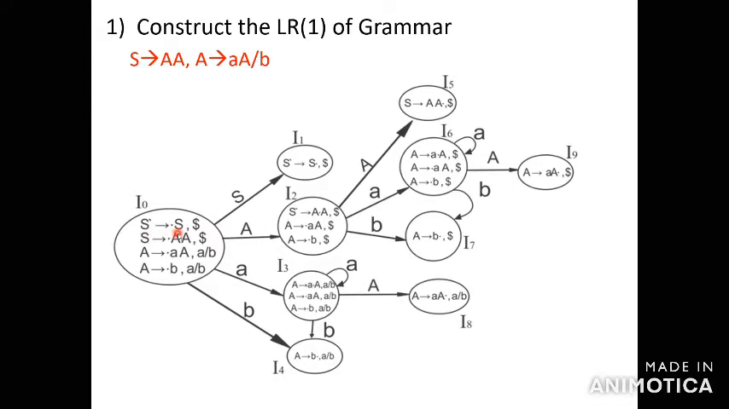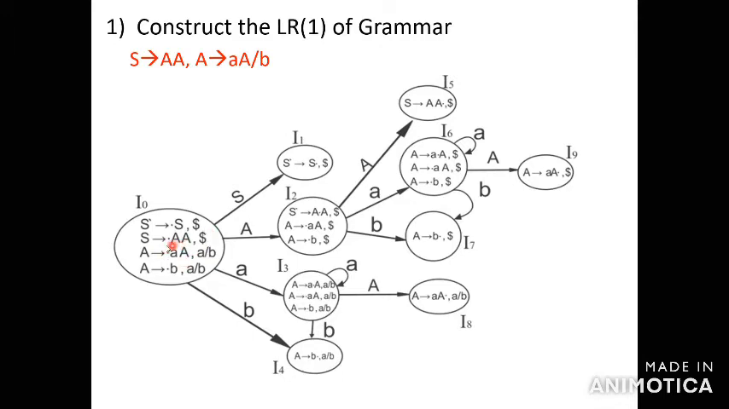So what is the rule for the closure function? If there is any non-terminal immediately to the right of the dot, you have to write the production of that non-terminal. The immediate right side non-terminal is capital S. What is the capital S production? There is only one production, S tends to AA. So here you have to write S tends to dot AA, then a comma. Then why we put dollar, we will check.